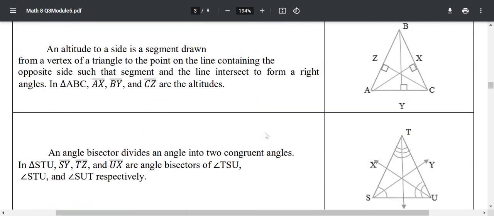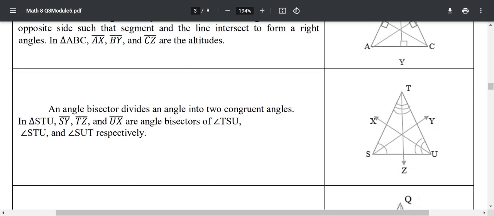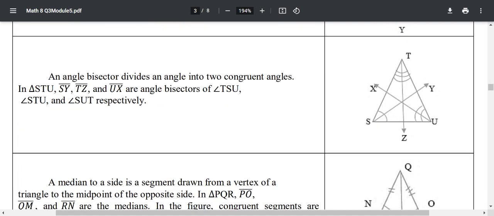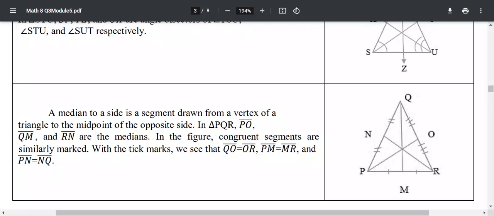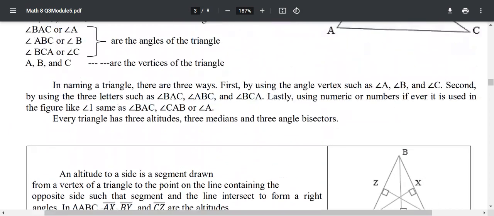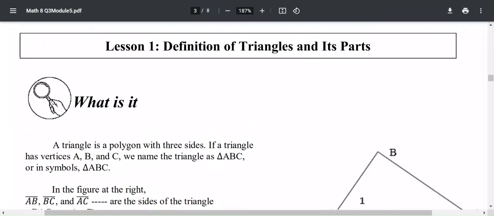So again, the altitude is from the vertex to the opposite side and it forms a right angle. The angle bisector is from a vertex to the opposite side and it divides the angle into two congruent angles. And then the median is a segment drawn from the vertex to the opposite side, and it must end at the midpoint of the opposite side. So those are the different parts of a triangle.